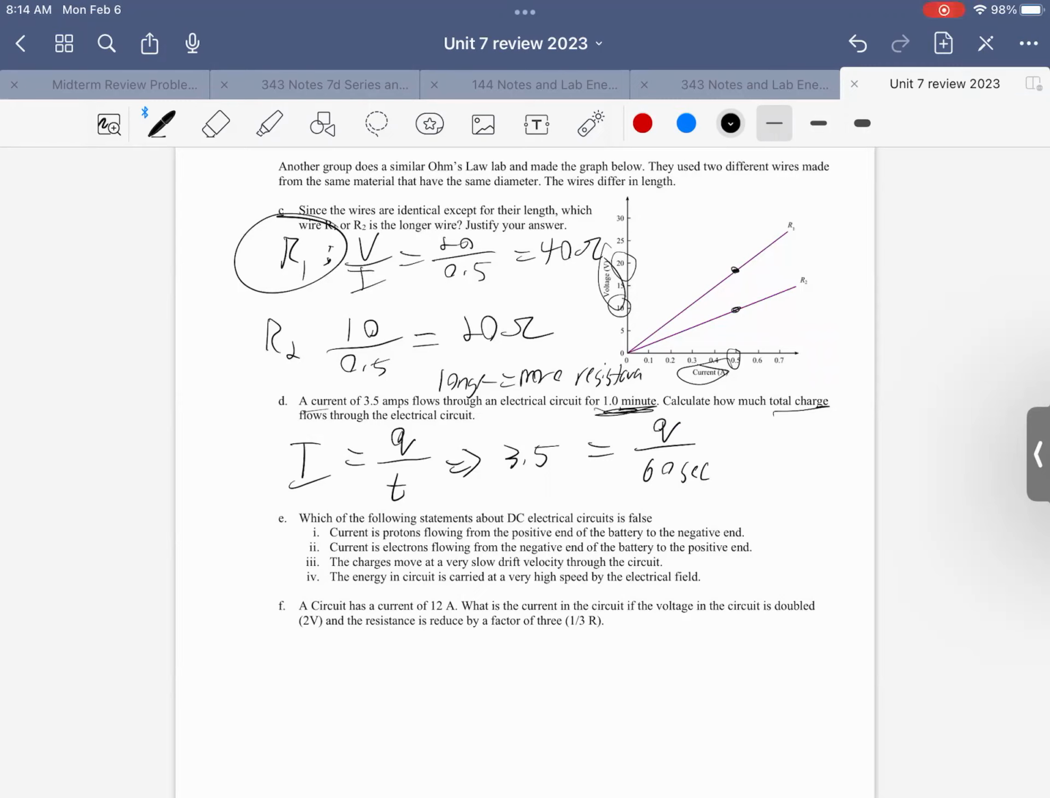All right, and then we solve it out. So when you multiply 3.5 times 60, Q ends up being 210 coulombs of charge. All right.